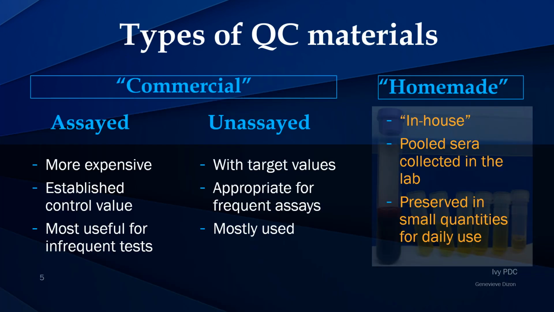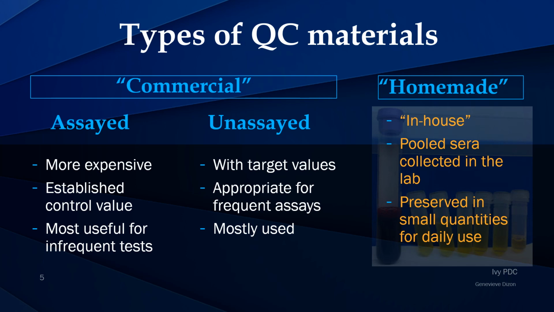So what are the different types of quality control materials? We have two. We have commercial and homemade. When we say commercial, these are the ones that you can buy through the medical representatives. These are usually obtained from manufacturers who specialize in the production of control materials, and often they are provided by the same companies who would be selling the reagents and the kits for your machine.